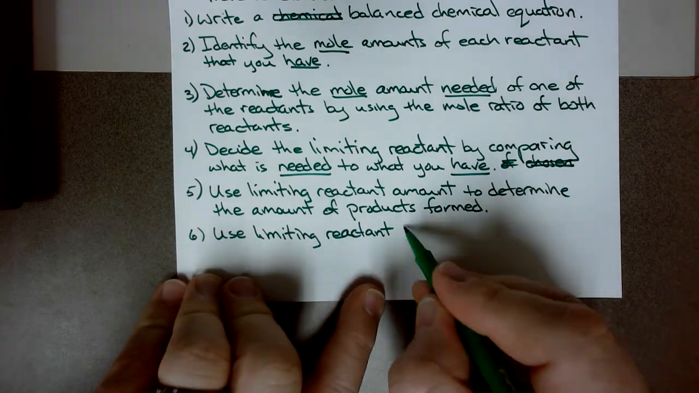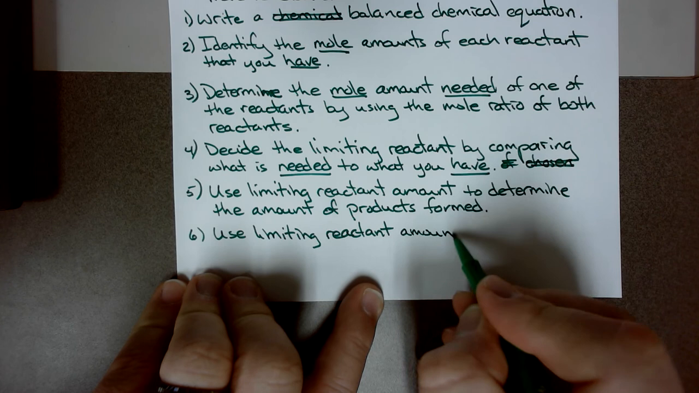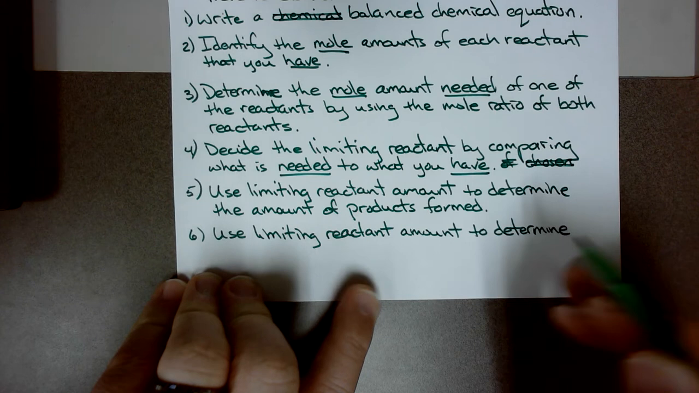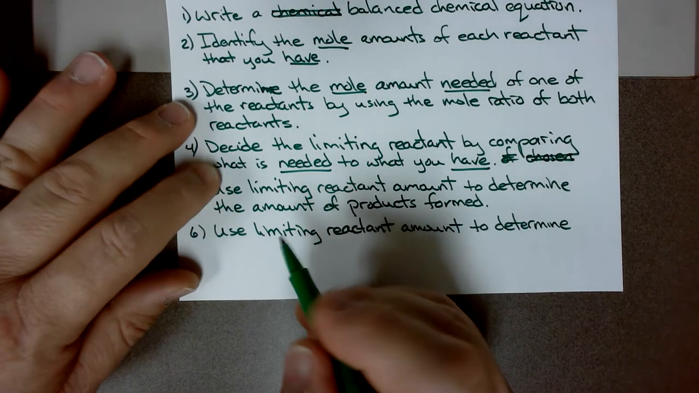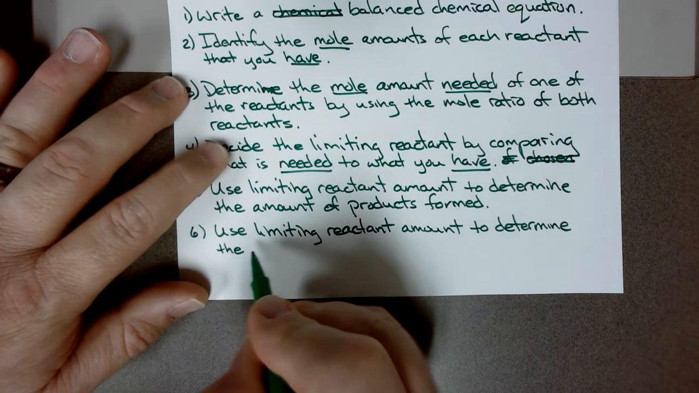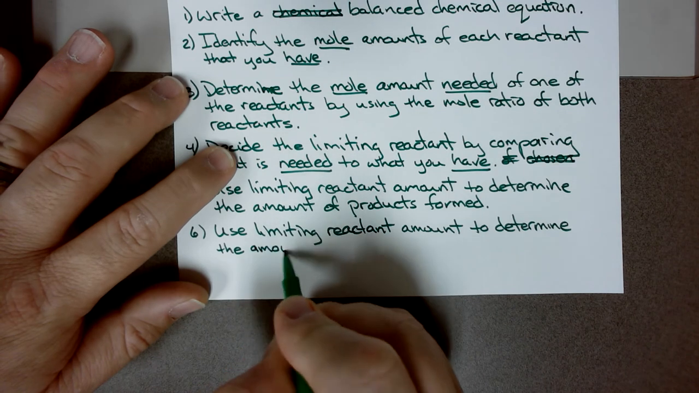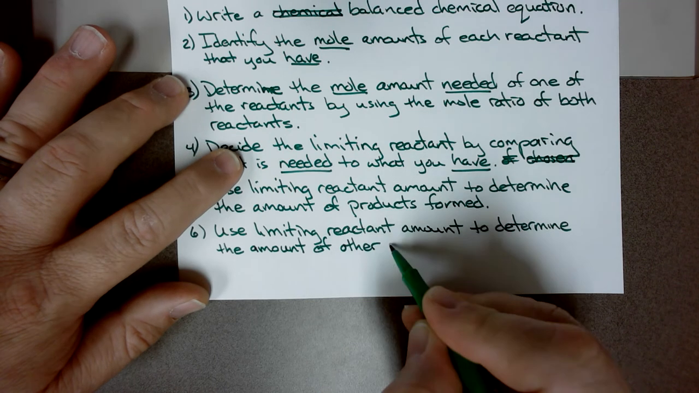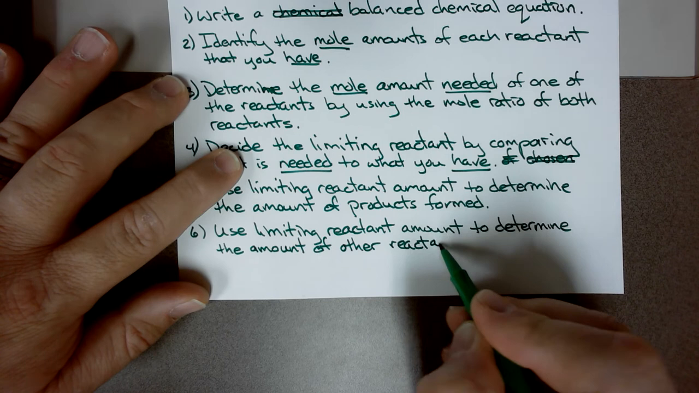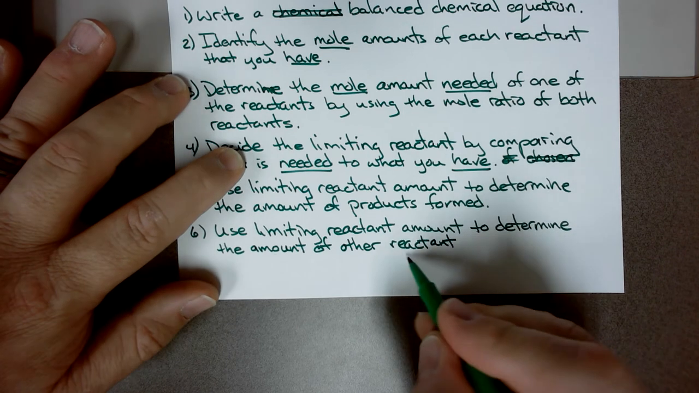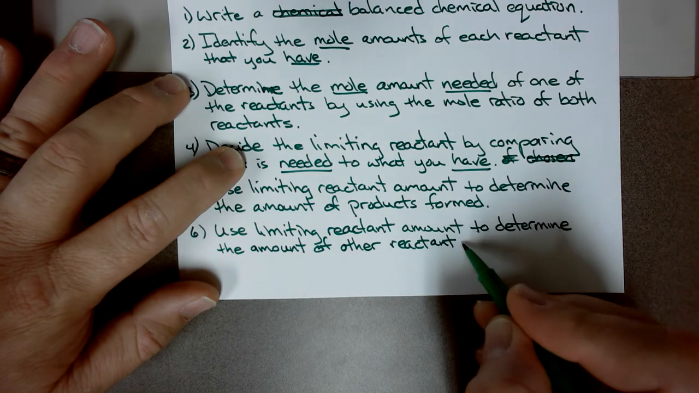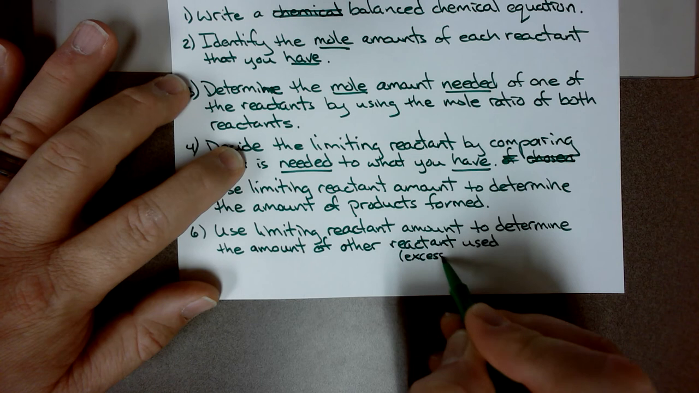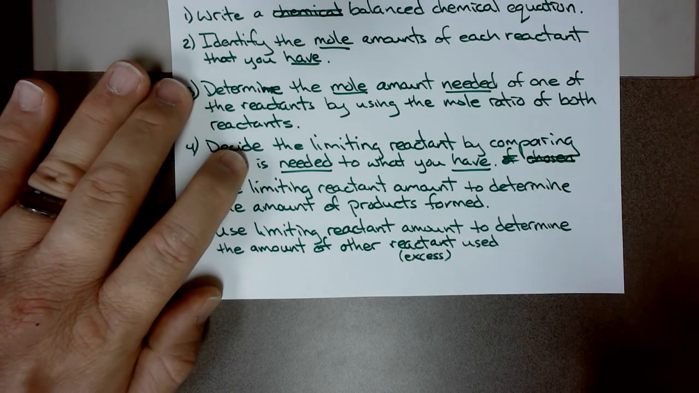So you use the limiting reactant amount to determine the amount of the other reactant used, which is the excess reactant. I'll just put excess underneath here so you know that's what we're talking about. The excess reactant used and amount remaining.